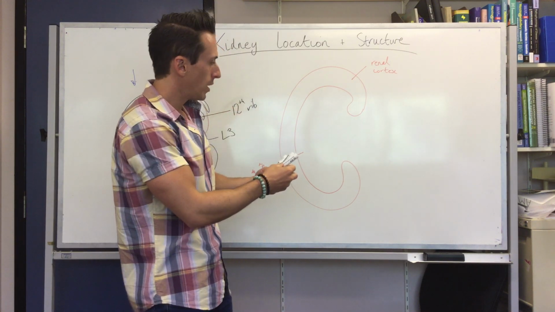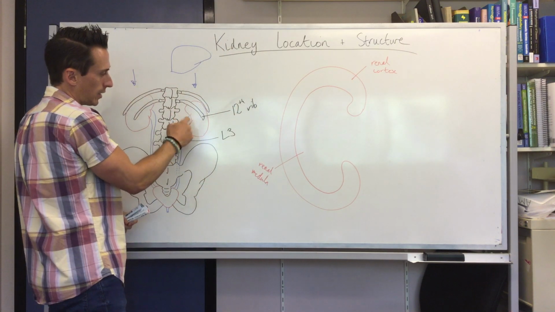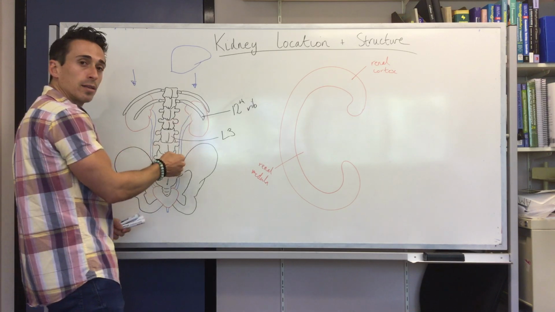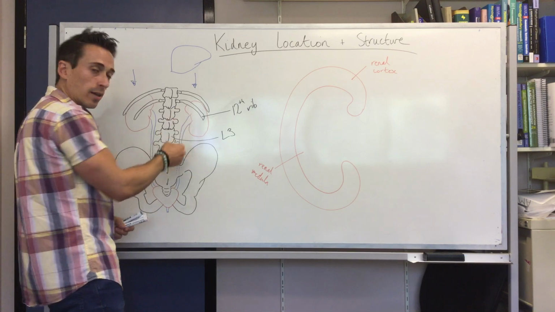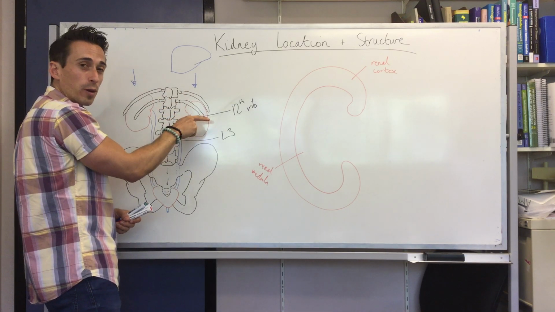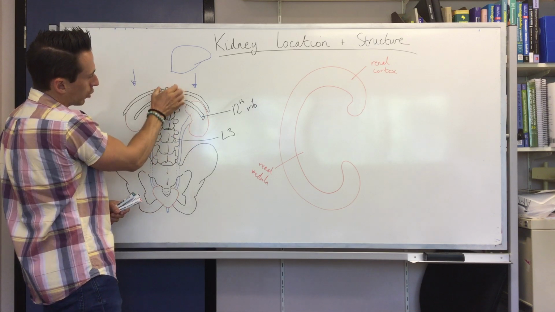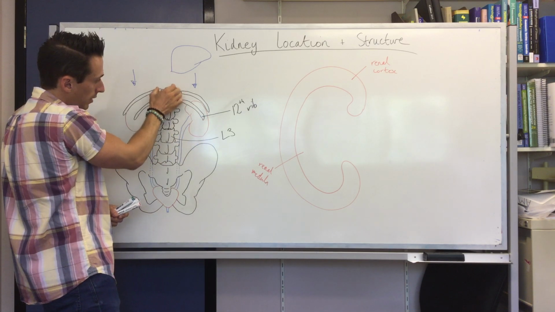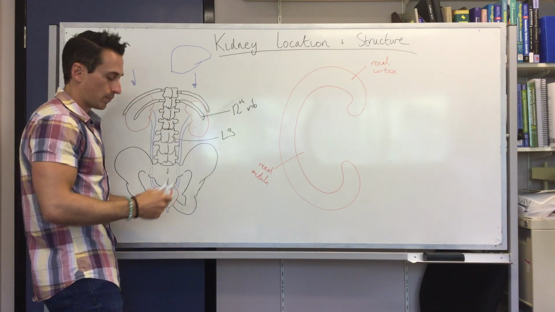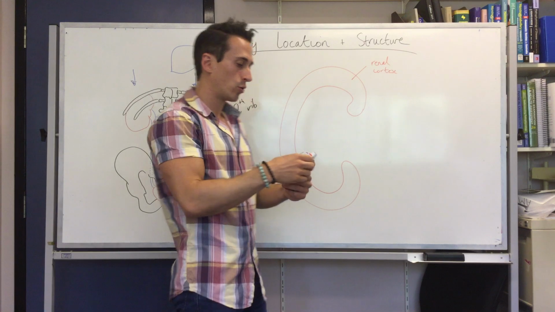Now this hilum is where we have, you can see here, the ureter coming away, also veins coming away, and lymphatics as well, and it's also where we have the renal artery coming in. You have the descending abdominal aorta with a renal artery branch that comes out. Okay, and I'm not going to draw that yet, but I'll draw it shortly.